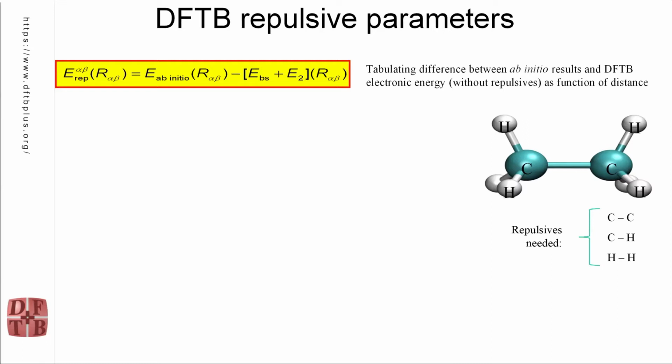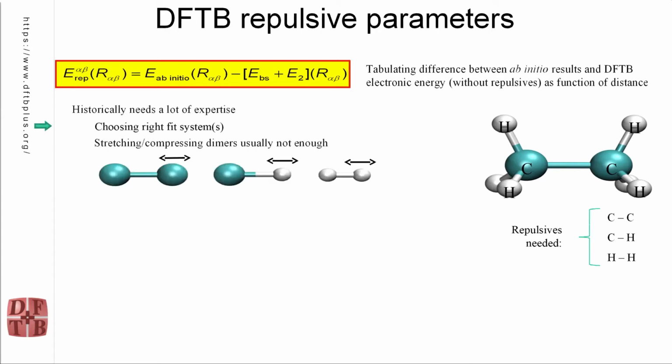Typically, people who build parameter sets seriously for this, this is where most of the effort goes in terms of selecting the relevant systems and also making sure that you get a good quality fit that's not only accurate, but transferable to other systems. Okay, and that's quite a challenge. So for example, working with stretching and compressing pairs of atoms and dimers is usually not enough to get that right.